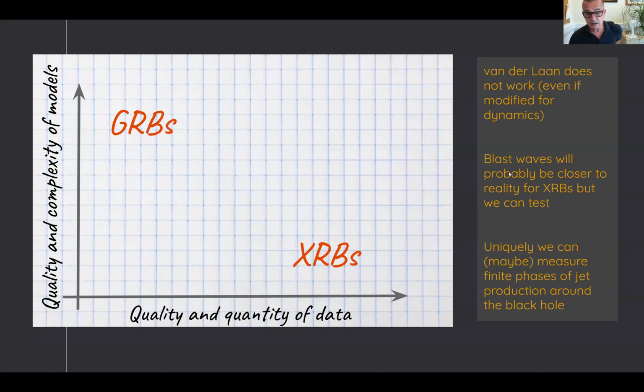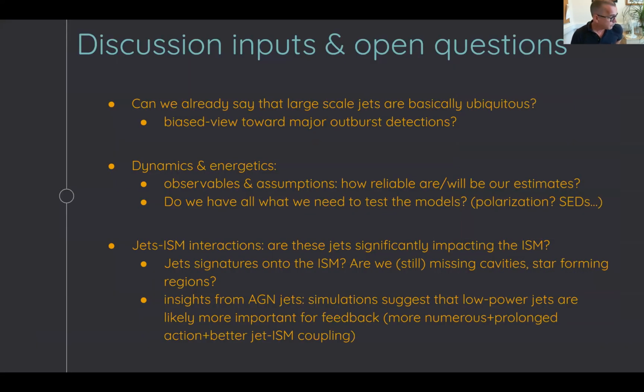And probably, at least in some aspects, the blast wave models, which are applied to GRBs, should be applied to X-ray binaries now. Okay, so those were my quick points I wanted to make on jets and their interaction with the interstellar medium. And then Julia had listed some more general points here. So Julia, do you want to talk through these points?